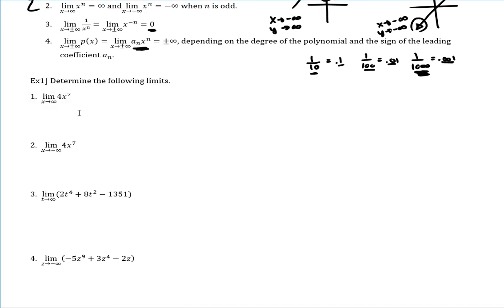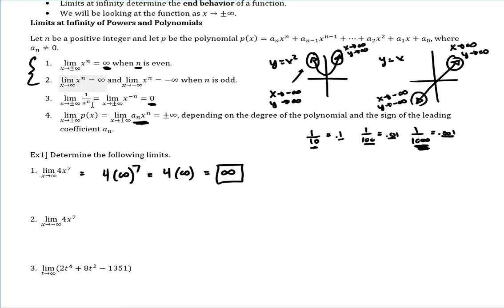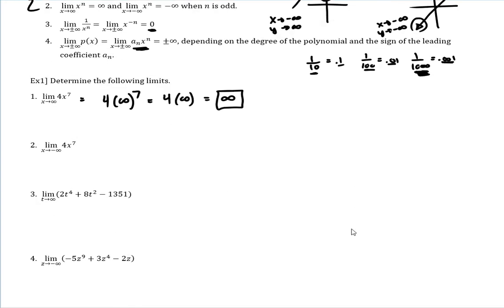Here we have the limit as x goes to infinity of 4x to the 7. This isn't really good math notation, but you could plug infinity in. Infinity to the 7th would be considered to be infinity, and then 4 times infinity would be infinity. So that is one way you could break it down as well. This also is just following rule number 2. As x goes to infinity, this is odd, it goes to infinity. And then the times 4 is still infinity.